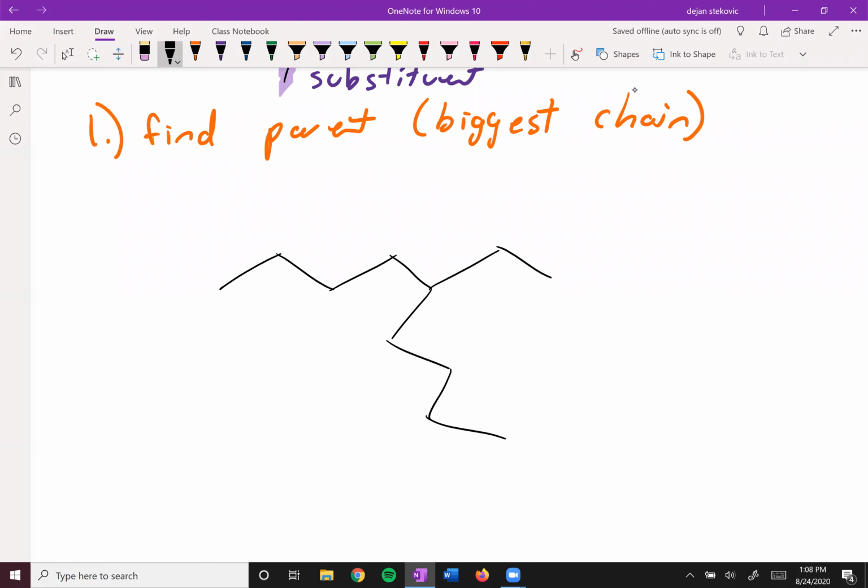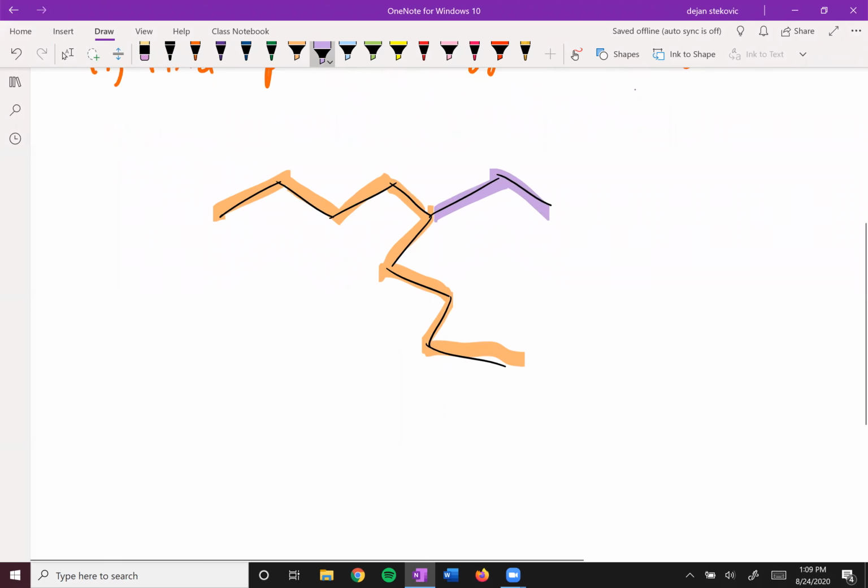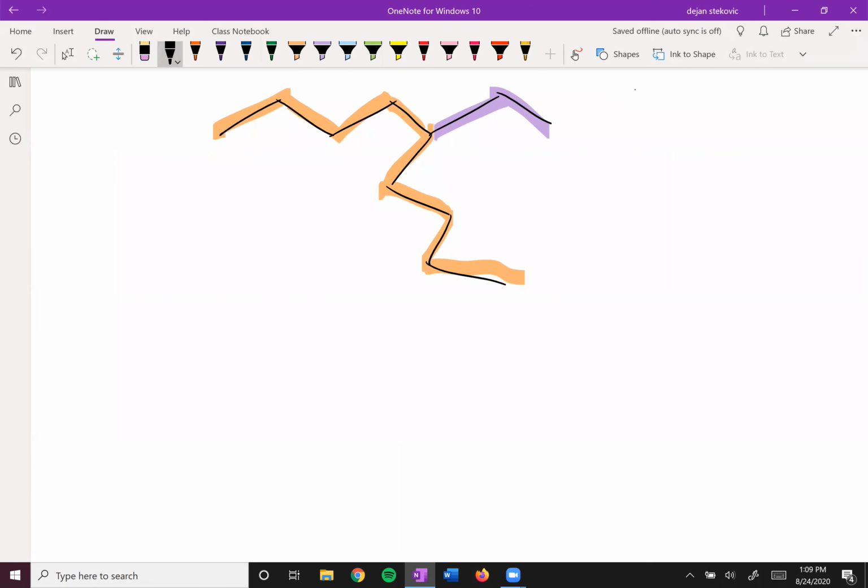So you got to be careful with this stuff, right? If you're thinking about the parent chain, it's not this one. That's not the longest chain. Just because it's not drawn that way doesn't mean that it's the longest chain, right? The longest chain is actually right there. And then that's actually the substituent. So you need to be able to identify the longest chain.